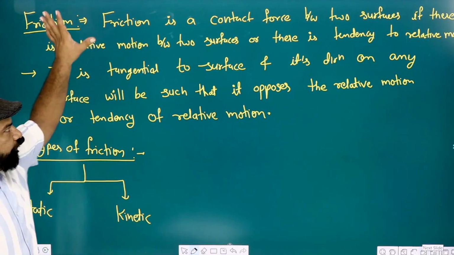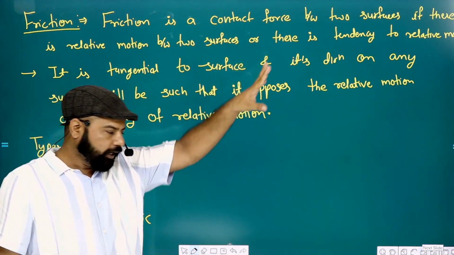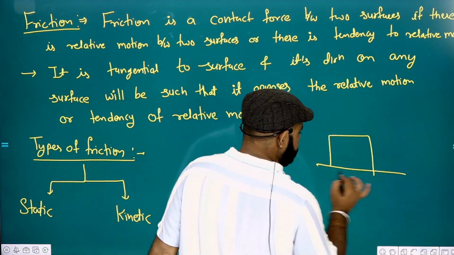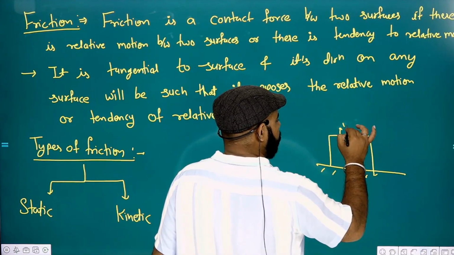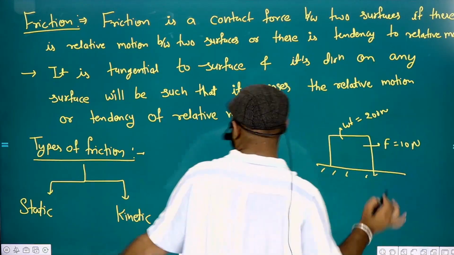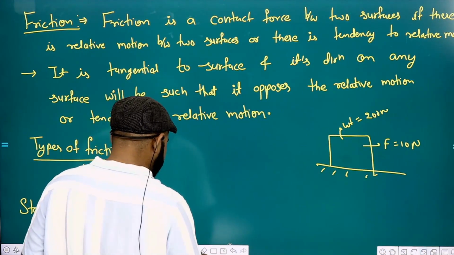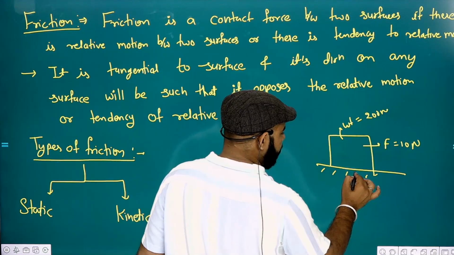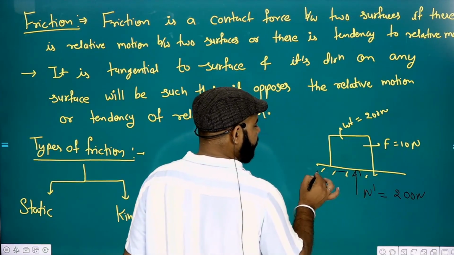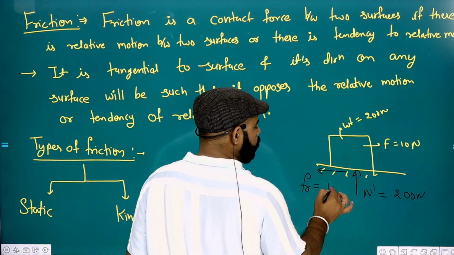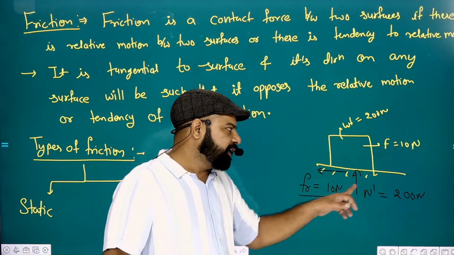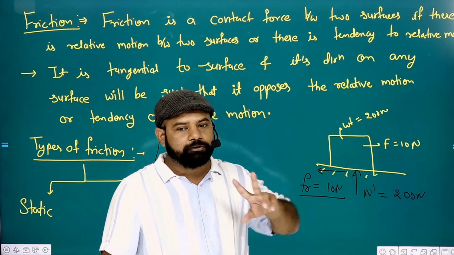read that statement. Friction is a contact force, right? When two surfaces are in contact, say this surface weight is 200 Newton, force is 10 Newton, right? So these two surfaces are in contact. So here there will be a normal reaction N equal to 200 Newton, and there will be a friction that will be equal to 10 Newton, right?